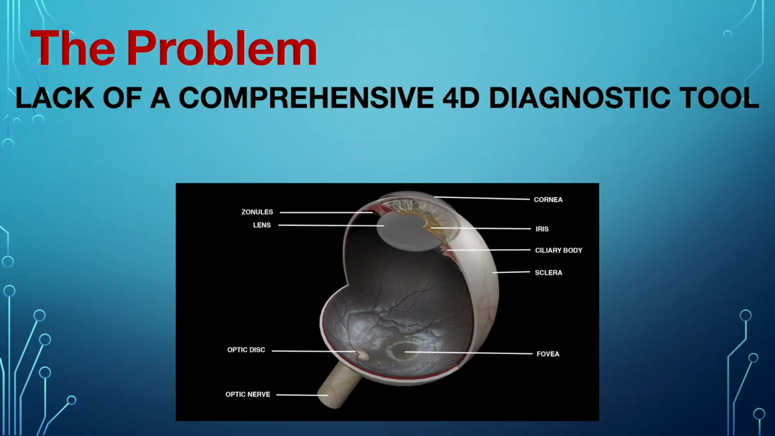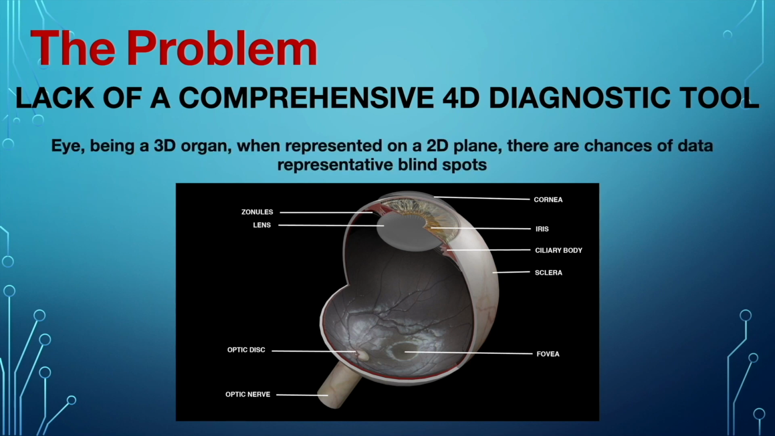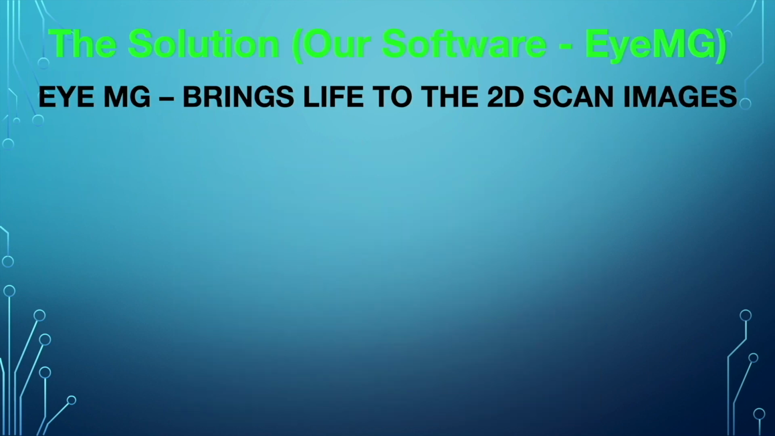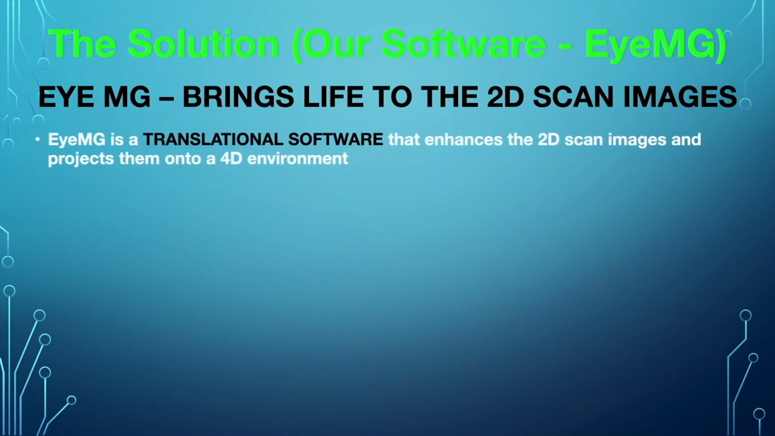Due to the lack of a comprehensive 4D diagnostic tool in ophthalmology, when the 3-dimensional eyeball is represented on a 2D plane, there are chances of data representative blind spots. Hence, we have innovated the software IMG to enhance the 2D scan images by projecting them onto a 4-dimensional environment. However, it is important to note that IMG is a translational software and not an imaging tool.